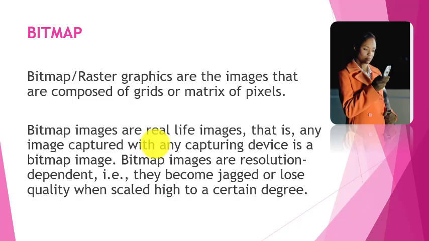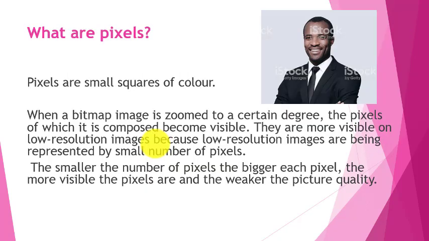Now look at this picture of the lady over there. That picture is a bitmap image because you can see that it is a real life picture captured with a capturing device. If you zoom that image to a certain degree, then you start seeing the pixels that compose the image. Now let's move on. What do you mean by pixels? The pixels are small squares of color. There is also a bitmap image over there.